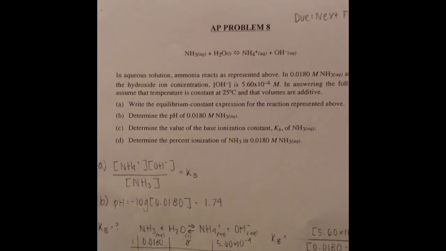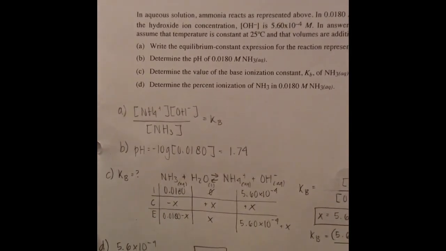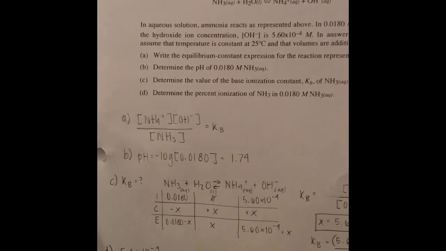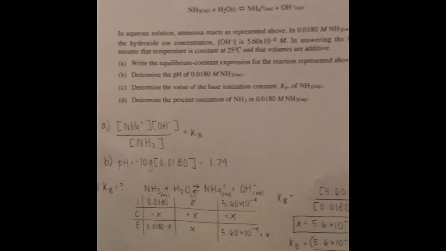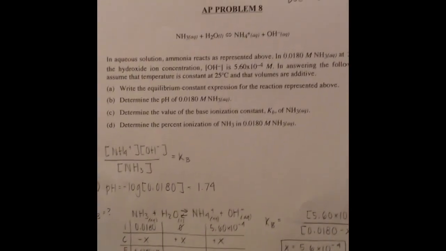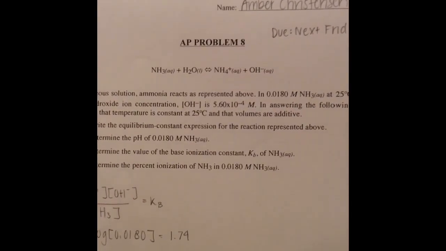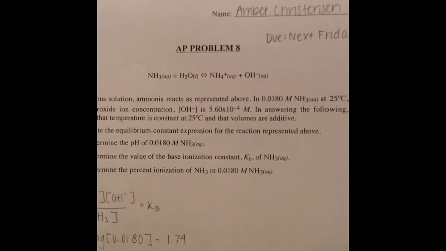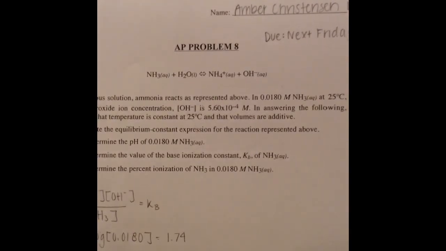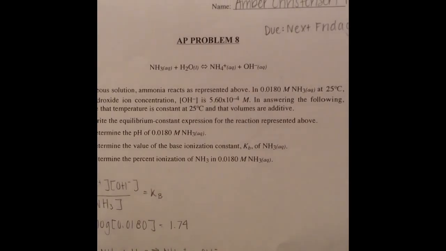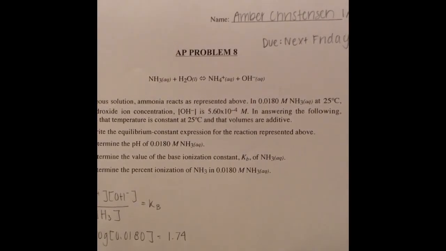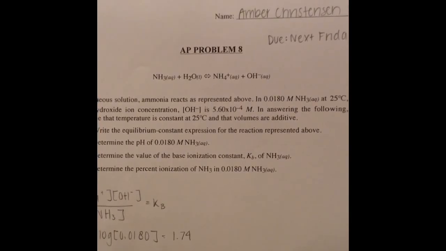For this reaction, the equilibrium expression is NH4 plus times OH minus divided by the concentration of NH3, which is equal to the equilibrium constant for the base, because the equation is NH3 plus H2O yields NH4 plus OH minus. You don't include H2O because it's liquid, and you know the constant is Kb and not Ka because it results in an OH minus.